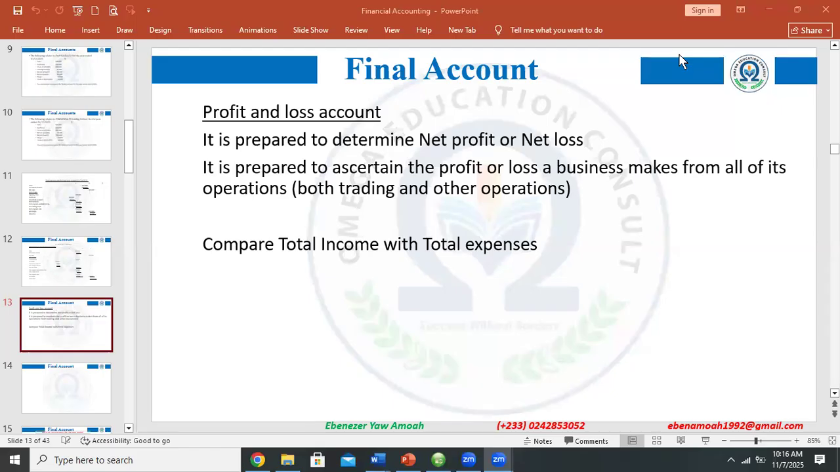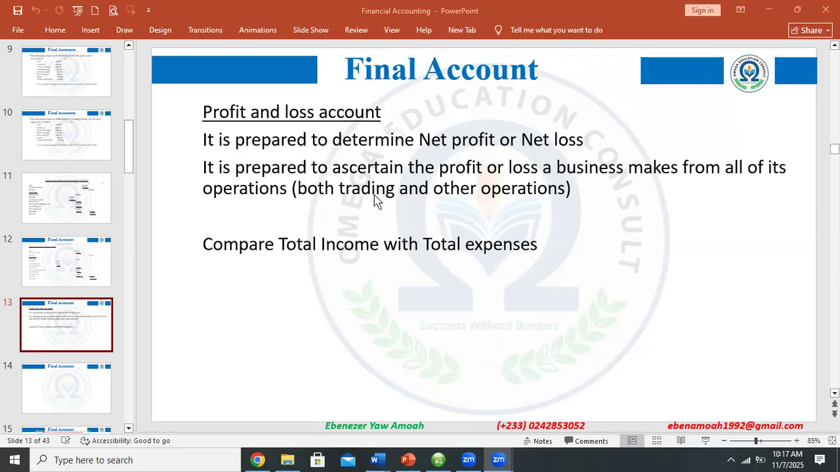So, professors, this profit and loss accounting looks at all the operations of this sole trader. When I say all operations, it means the trading operations as well as other operations the trader is involved in.